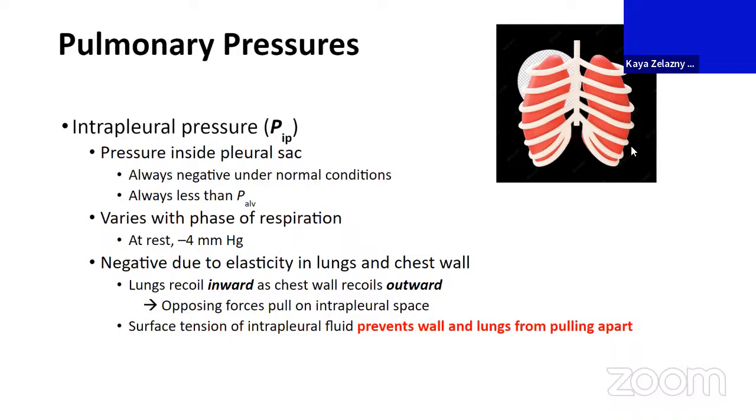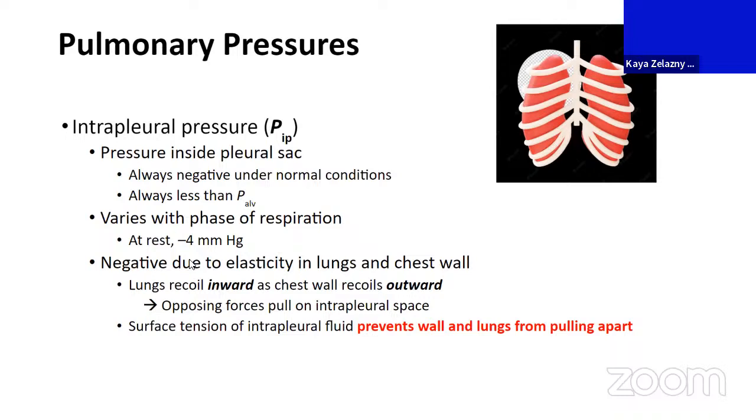So our next pressure is our intrapleural pressure. This is our pressure inside that pleural sac, so that lining of the lungs, basically the outside. It's actually always negative under normal conditions, which is great because this is what's going to help us follow the chest wall. You can think of it as kind of suctioning the lungs onto your ribs. That's basically what this intrapleural pressure does. At rest, it happens to be -4.